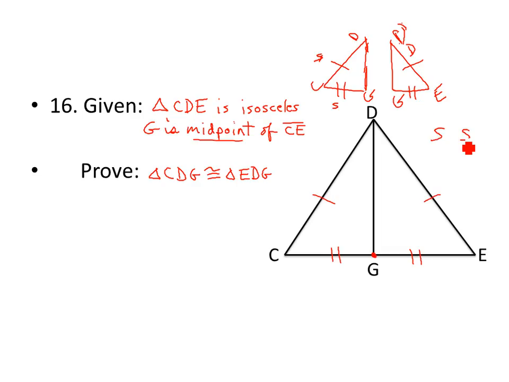Is that enough to say the two triangles are congruent? No, we need something else, don't we? Either a pair of sides or a pair of angles.